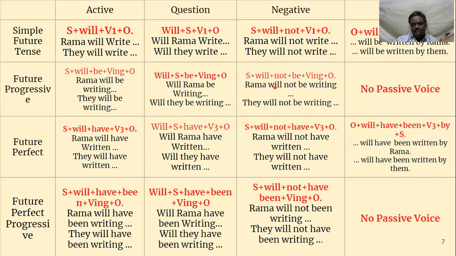In the same way, subject Rama, same. We have to use not in between two helping verbs. Rama will not be writing a letter. They will not be writing a letter.